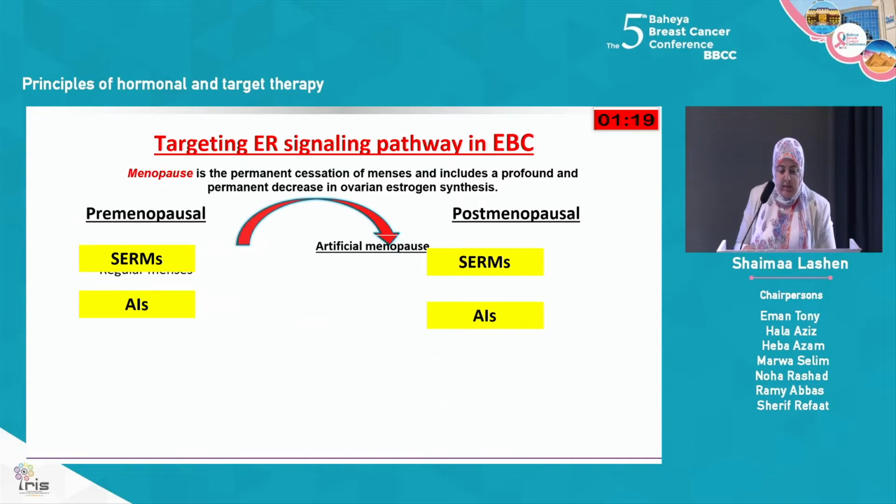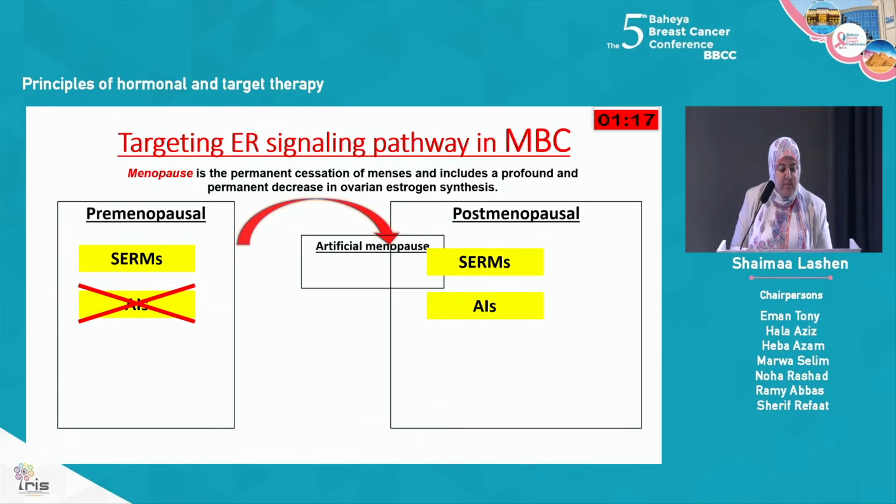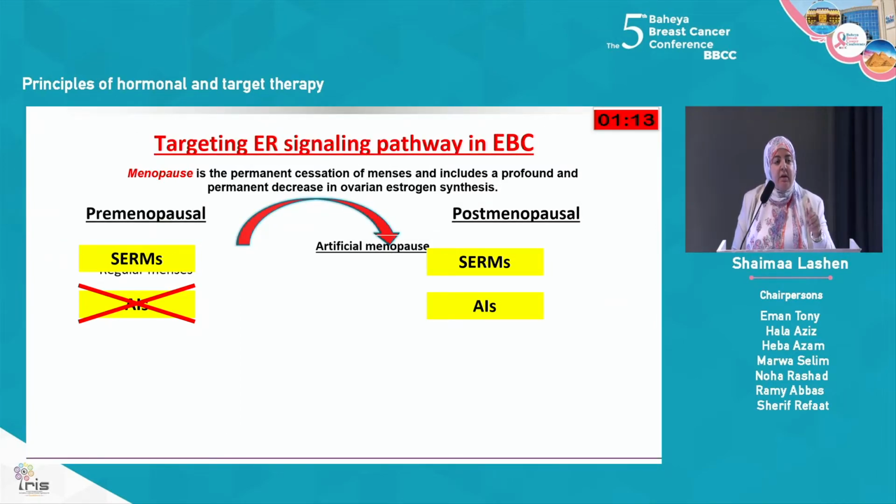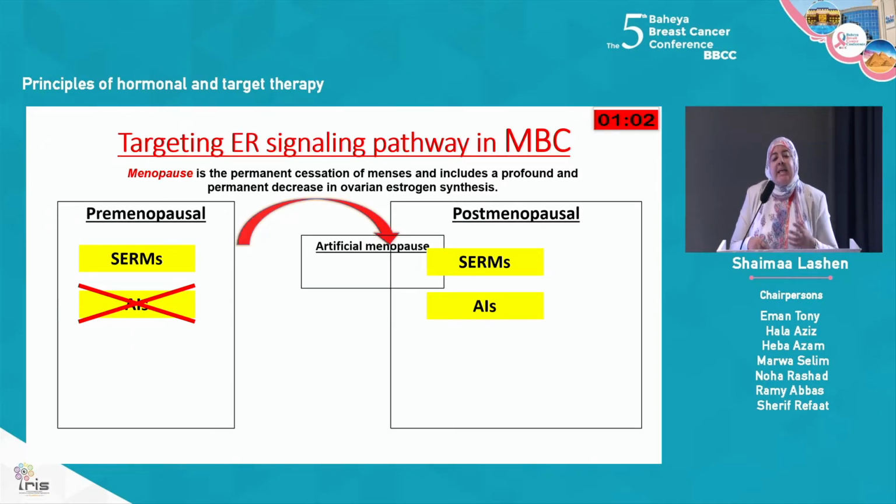That is what we said in early breast cancer. Please remember, in early breast cancer you can use tamoxifen in all patients. You can use aromatase inhibitors only in postmenopausal patients or after inducing menopause in a premenopausal patient. In metastatic breast cancer, the theory still holds.